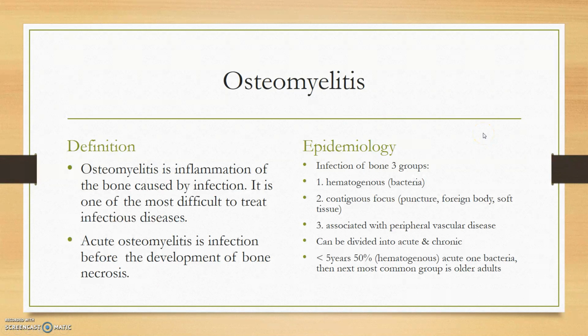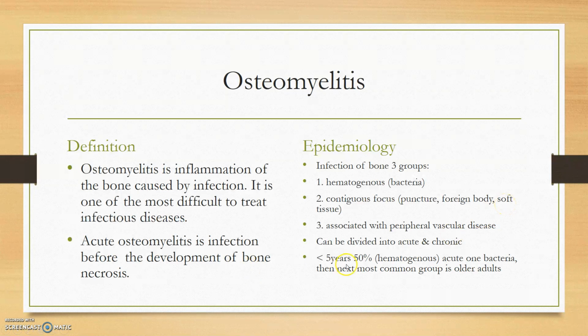So there's three groups related to epidemiology that I want you to remember. There's bacterial cause, so three groups of causes. Contiguous focus, like a puncture wound or a foreign body, or surrounding soft tissue infection, which infects the bone. And the third is associated with peripheral vascular disease. It can again be divided into acute or chronic, and our focus is mainly on the acute.